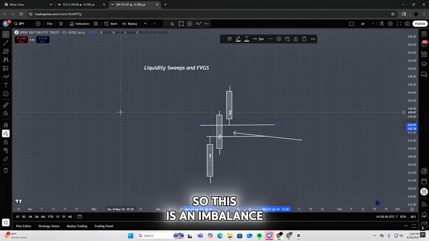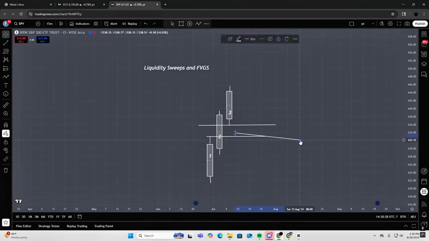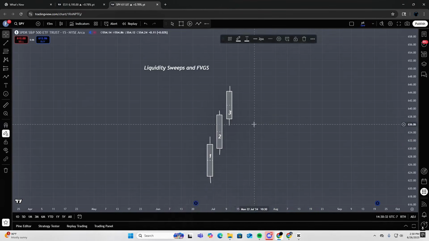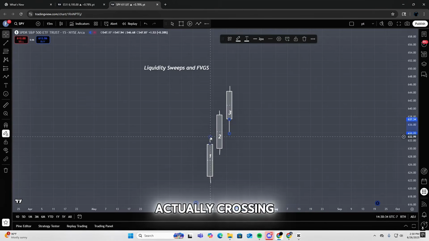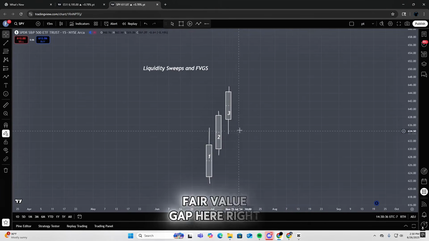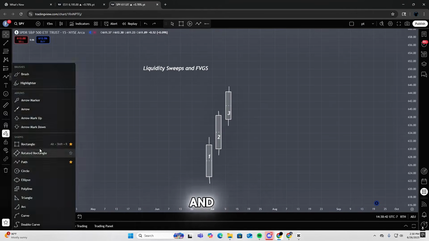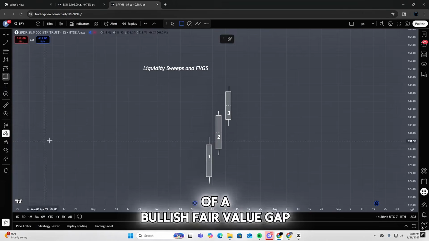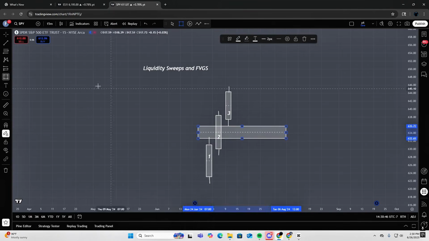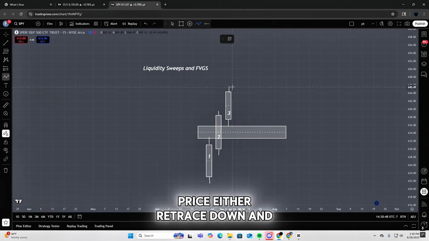So this is an imbalance. This is a fair value gap, right? Say if your candles looked like this, where they were actually crossing, then there would be no fair value gap here, right? So your fair value gap would actually be like this, and this is an example of a bullish fair value gap where you want to see price either retrace down and continue higher.